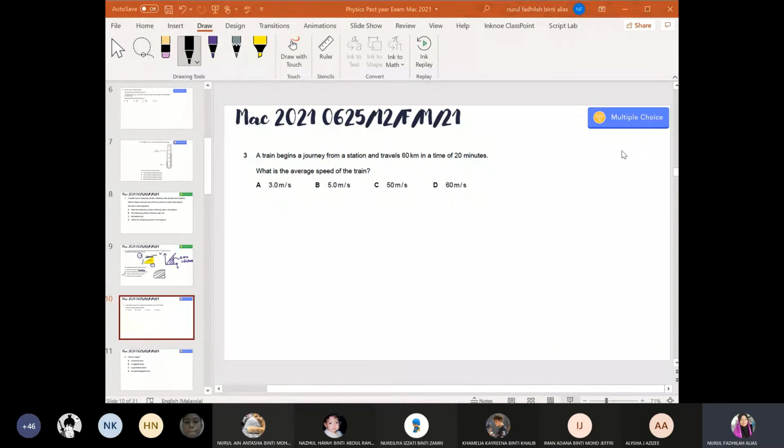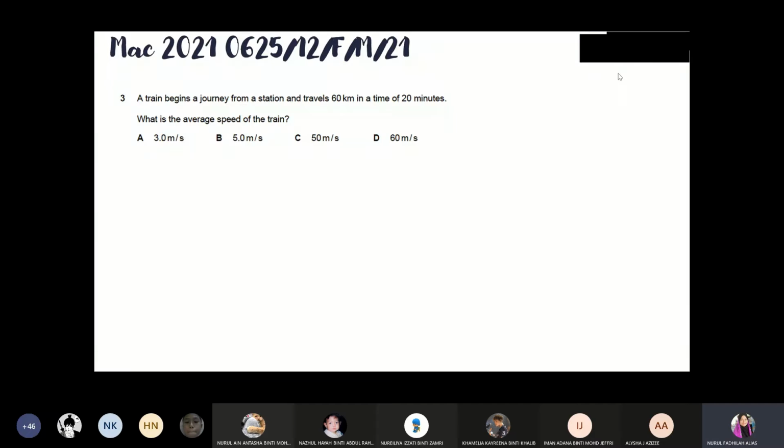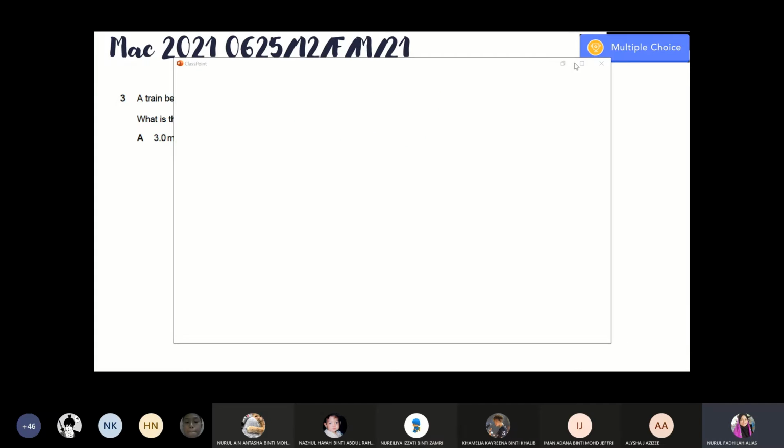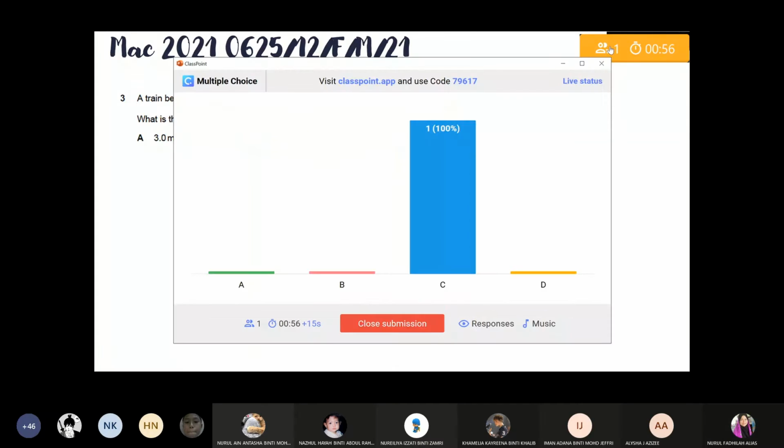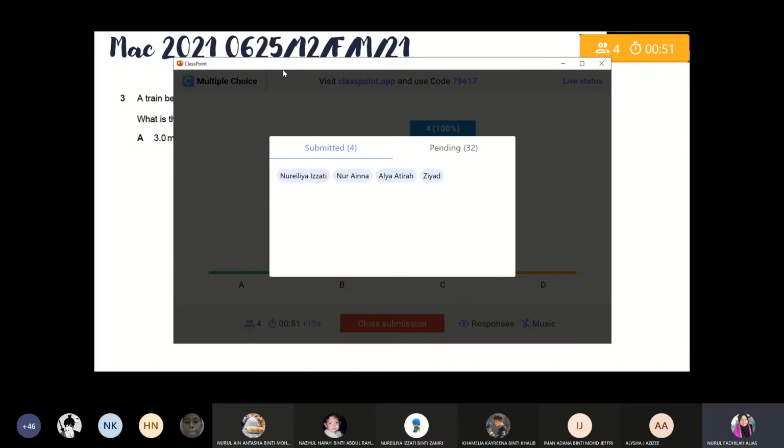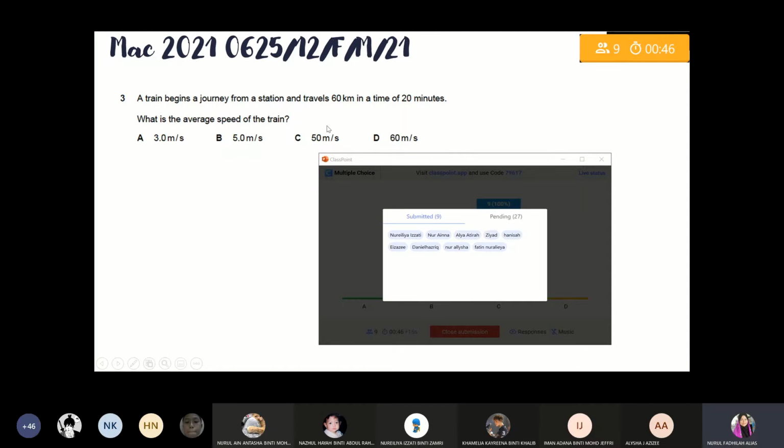Okay, so this is the question. So can you answer it now? A train begins a journey from a station and travels 60 km in a time of 20 minutes. What is the average speed of the train? Tadi kita dah bincang ni. Jadi you kena boleh buat lah ni. Sepatutnya less than 1 minute dalam exam. One question, 1 minute only.